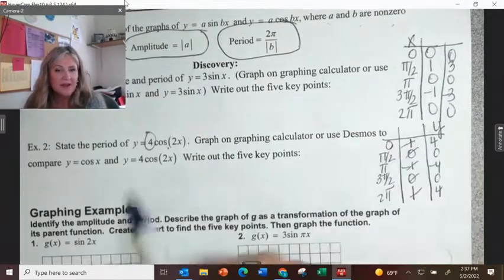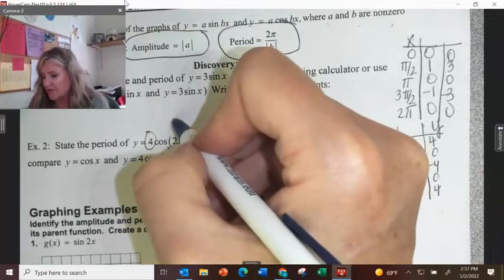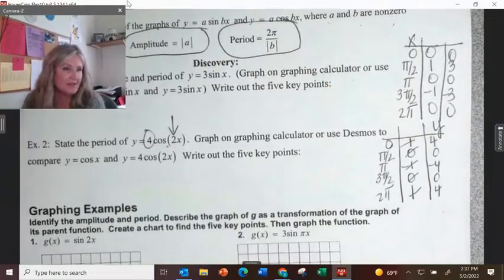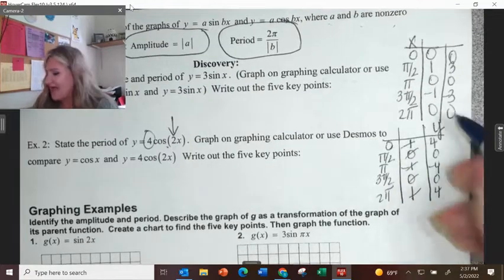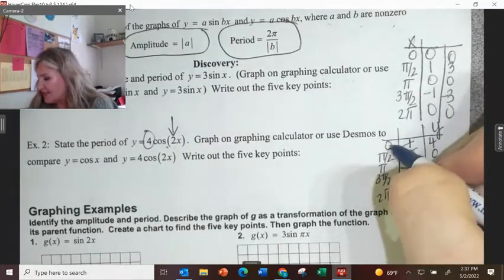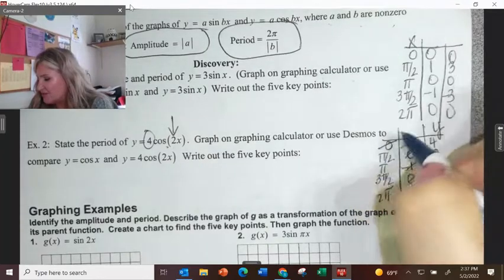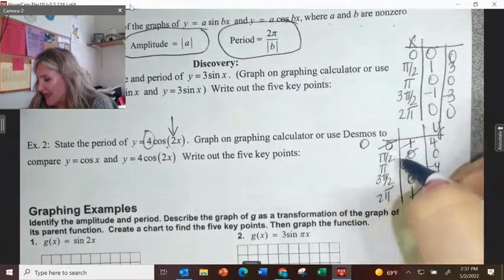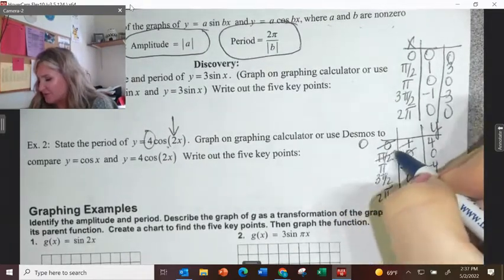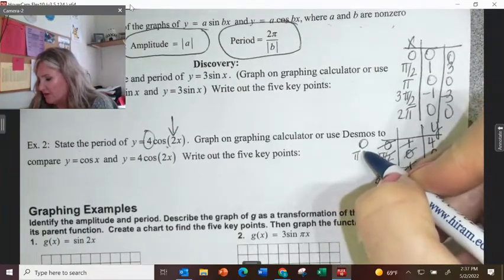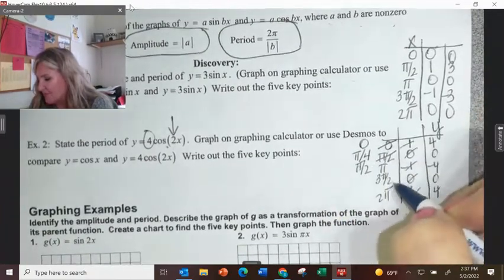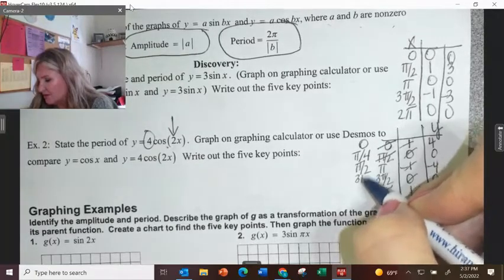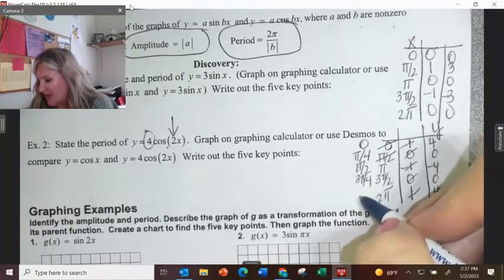Okay? Now, what happens when we replace an x with 2x? What's that going to do? Horizontal shrink by a factor of what? 1/2. So I'm going to have to take all these x's and multiply them by 1/2. So this is going to be multiplied by 1/2. What's 1/2 of pi over 2? Pi over, what's 1/2 of pi? What's 1/2 of 3 pi over 2? And what's 1/2 of 2 pi?